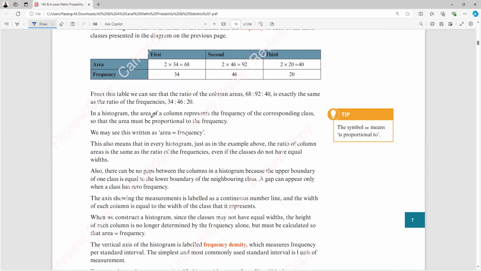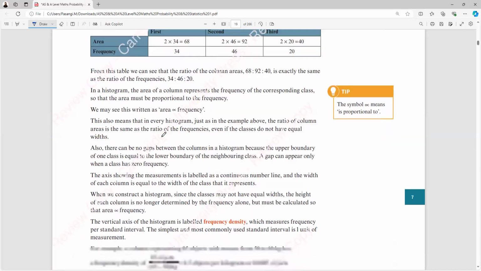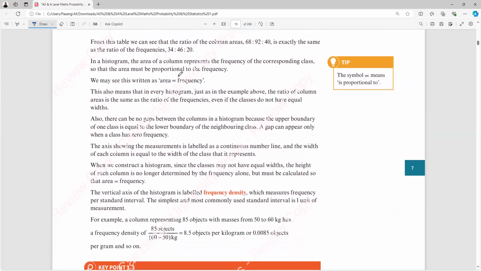In a histogram, the area of a column represents the frequency of the corresponding class, so the area must be proportional to the frequency as well. We can represent it as, if it's proportional, the symbol will look like this. Area is proportional to frequency.